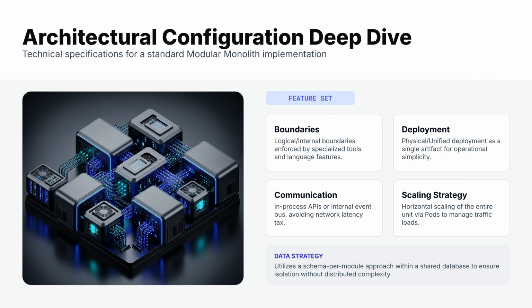Here are the technical characteristics of a modular monolith configuration. Boundaries are logical and internal, enforced by tools and language. Deployment is physical and unified via a single artifact. Communication is performed via in-process APIs or an internal event bus. Data strategy is based on a schema-per-module approach in a shared database. Scaling is supported via horizontal scaling of the entire unit.